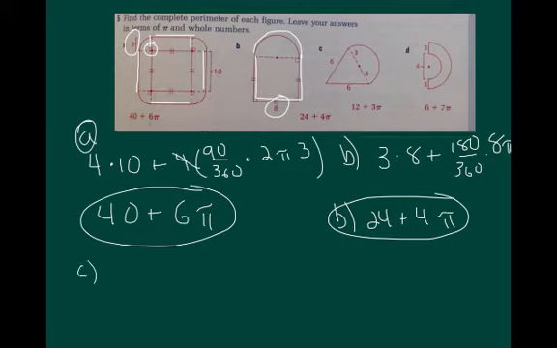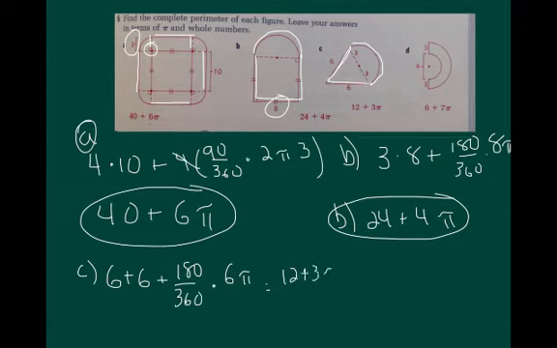Okay, C is going to be this ice cream cone shape, which has 2 sides that are 6 and 6. So that's easy enough. And then another half circle with a diameter of 12. So that's going to be plus 180 over 360 times 12 pi, which gives us a final answer of 12 plus 6 pi.